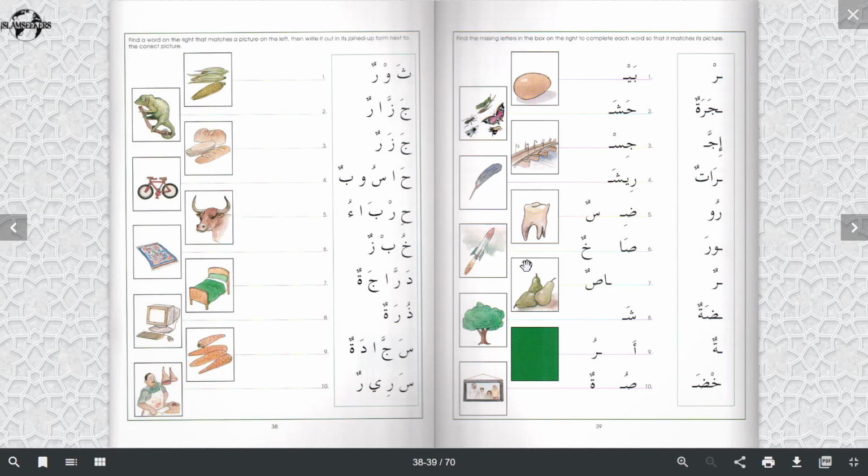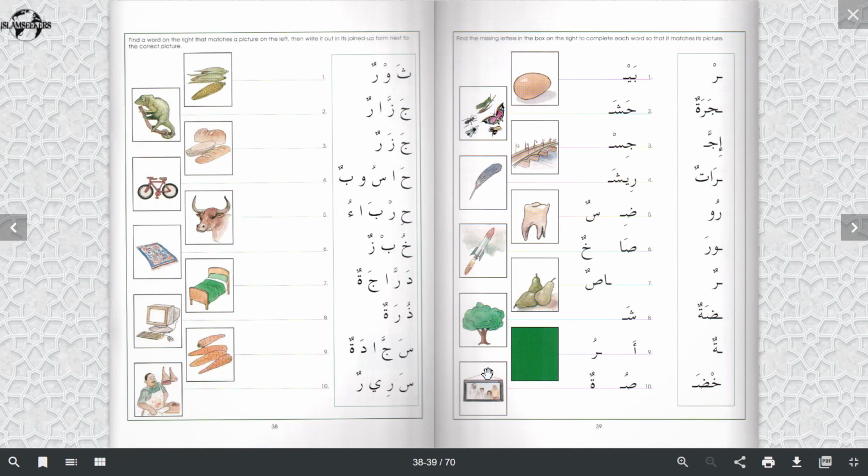Number 7. Ijjasun. Number 8. Shajaratun. Number 9. Akhdaru. Number 10. Suratun.